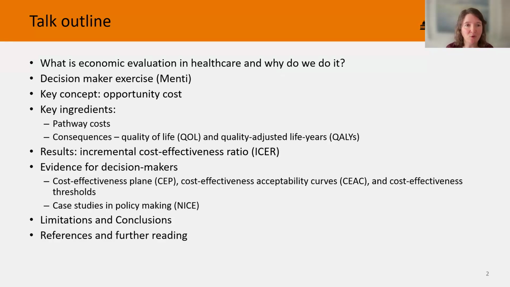We'll talk about how we show these results to decision makers. So everybody likes pictures, so we use pictures. We use some nice graphs called the cost effectiveness plane and the cost effectiveness acceptability curve. And we also look at cost effectiveness thresholds. I'll end then with a couple of case studies where some policy-making decisions have happened, and I'll show you how the health economics has fed into those. Then we'll talk about some limitations and conclusions finally, and then there's a list of references and further reading.